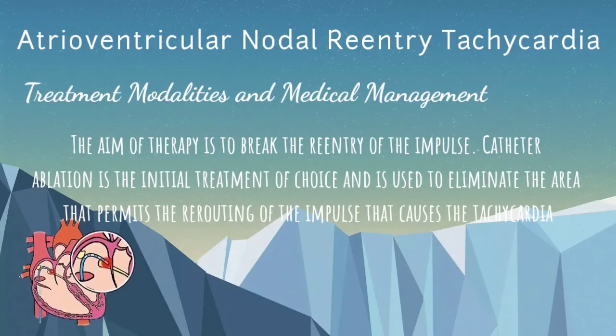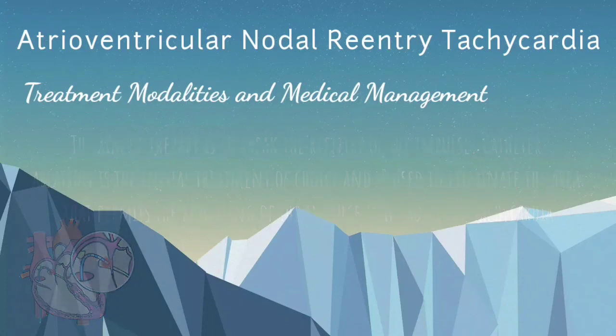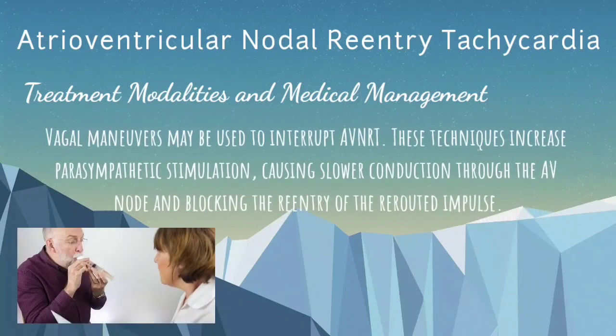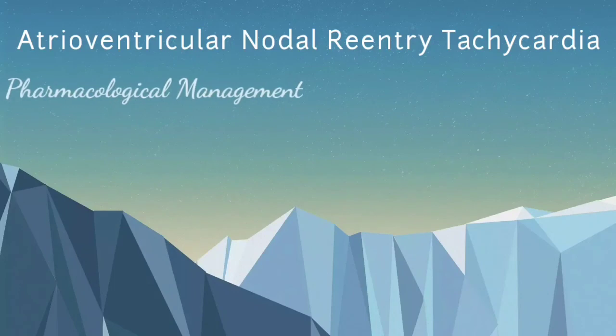Catheter ablation is the initial treatment of choice and is used to eliminate the area that permits the rerouting of the impulse that causes tachycardia. Vagal maneuvers may be used to interrupt AVNRT. These techniques increase parasympathetic stimulation, causing slower conduction through the AV node and blocking the reentry of the rerouted impulse.